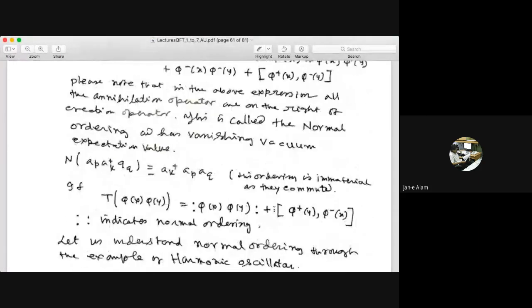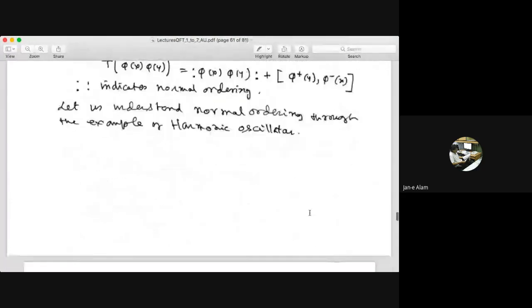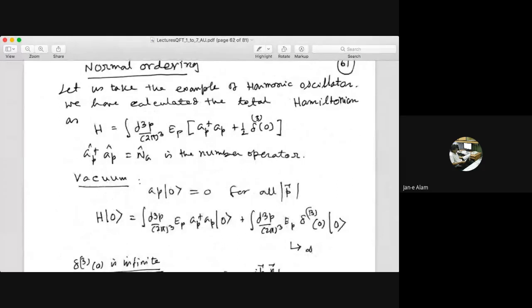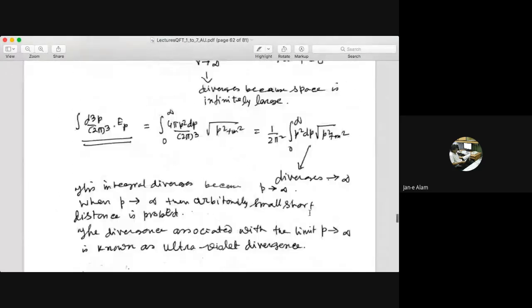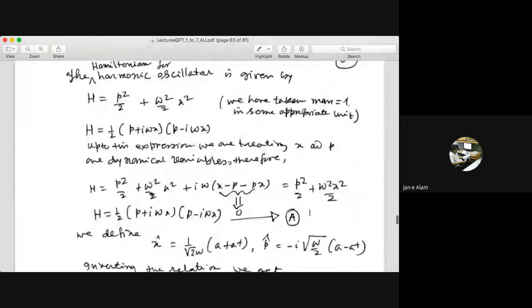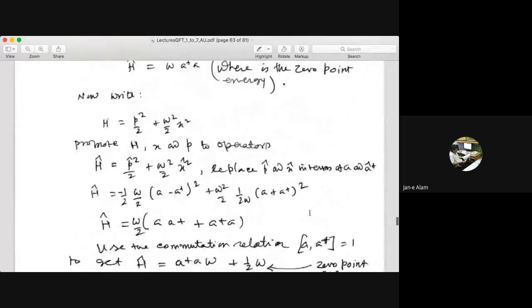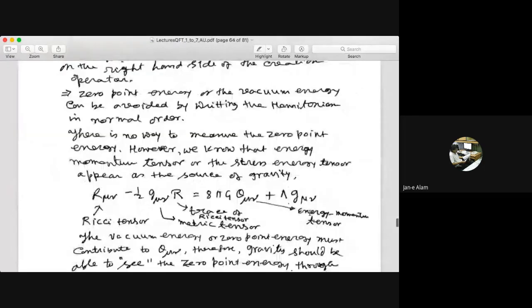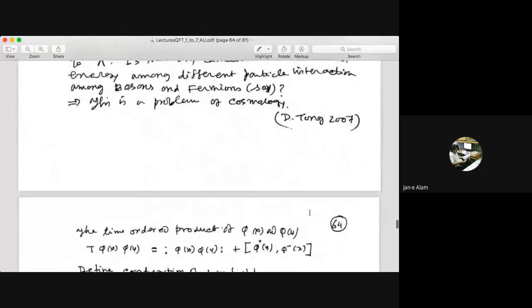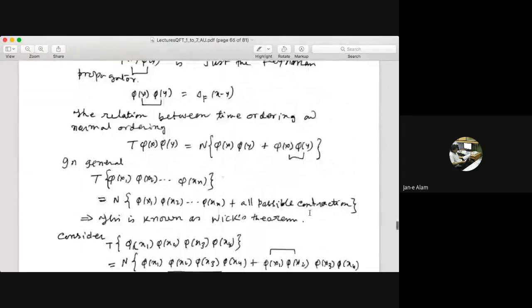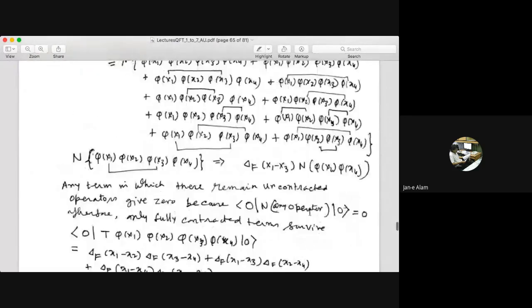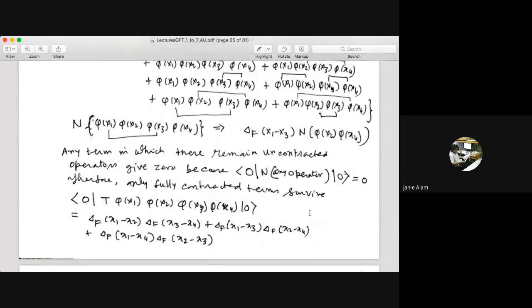Like this time order product is normal ordering plus contractions, and then this commutator which we have derived, we have shown that this is nothing but the Feynman propagators. Okay, and then we have also discussed the importance of the normal ordering through the example of the hydrogen atom. Then I had some discussion about the implications of the vacuum energy and the cosmological problem. Now today what I am going to do is introduce you to the Feynman diagrams.